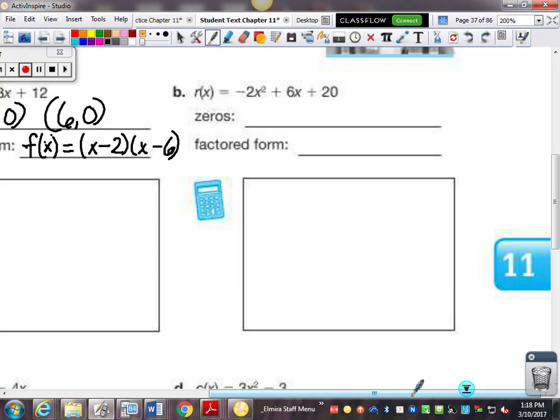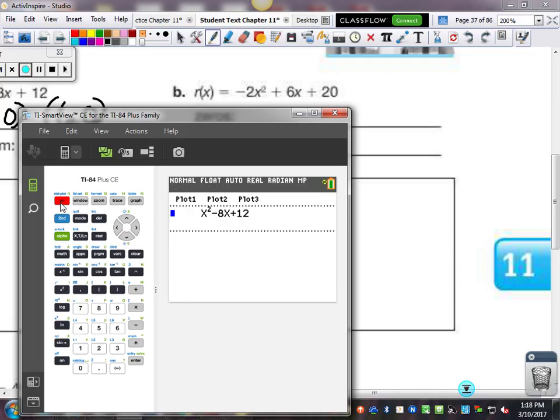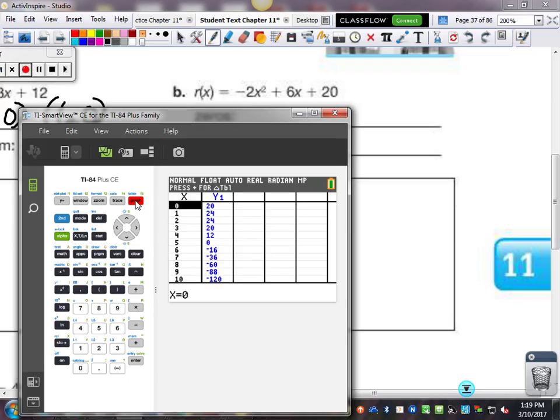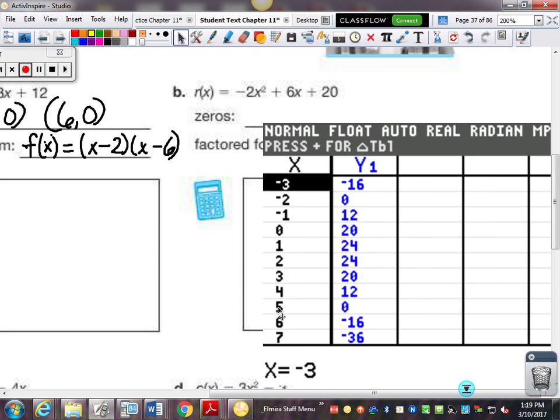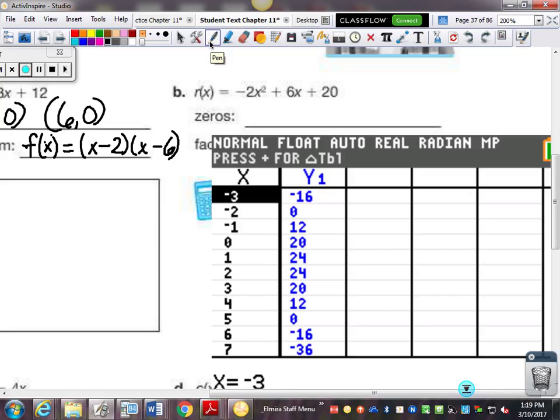Okay, part B. Clear this out, type it in. So my zeros are -2 and 0, and 5 and 0.